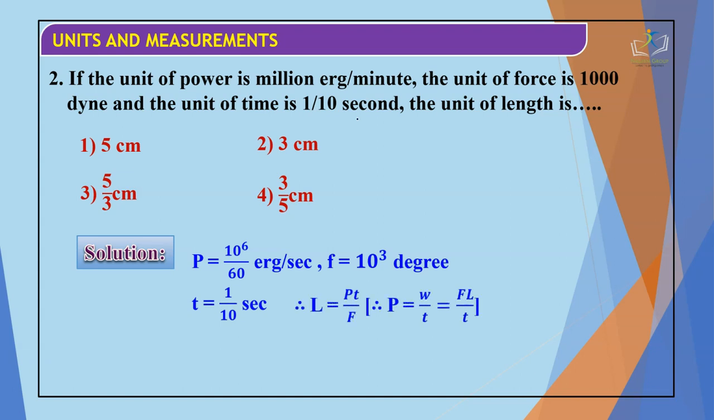From here we can say that L is equal to PT by F. P is equal to W by T, which is equal to LF by T. And from here if we put in all these values, I get the value of L, which is 5 by 3 centimeter. This is the value of length, which is capital L. So capital L is equal to 5 by 3 centimeter, which is option 3.